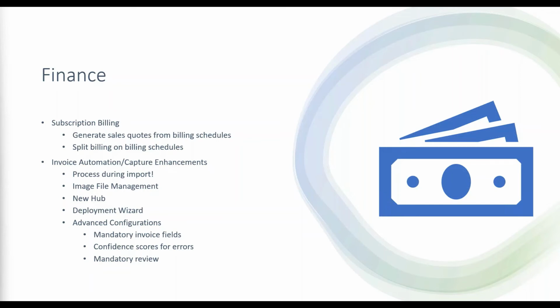So process during import, I got an exclamation mark there. What that really means is that when you use, for example, the OCR import for the AP automation, what happened is that it would take that particular data and put it in the pending invoices. Then a batch job would run that would validate, for example, the three-way matching as part of that process, right? So it became a background or a deferred process.